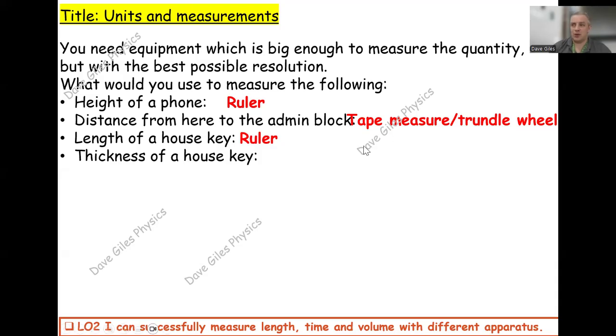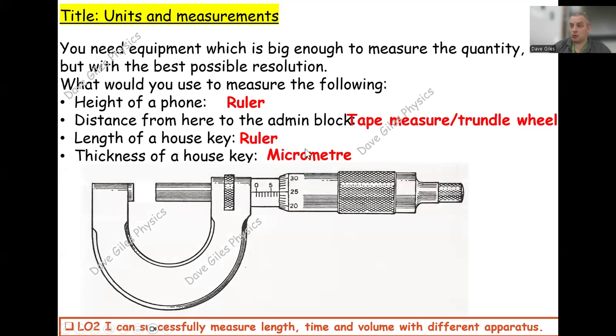So to measure the thickness of a house key, I'm probably going to use something like a micrometer, or micrometer screw gauge to use its full name. And it looks something like this. Now, you don't necessarily have to be able to use one of them. However, you do need to know that it's used for measuring very, very small thicknesses. You can use it for this one here. It looks like it's measuring to the nearest 0.01 millimeter. So very, very high resolution there.